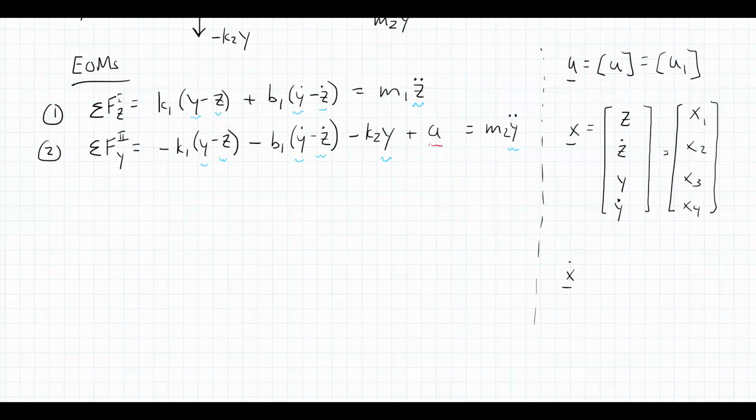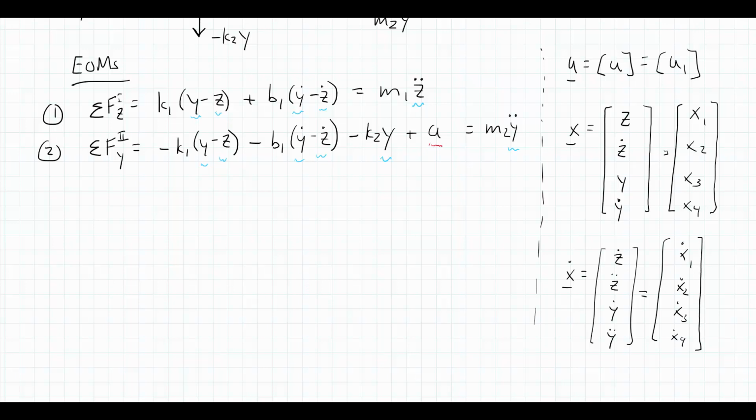And so we're clear, my x dot will then be z dot, z double dot, y dot, and y double dot. And that will then be x1 dot, x2 dot, x3 dot, and x4 dot. Now that my input variable has been identified and my state variables have been identified, I am going to go and rewrite my equations of motion in terms of the state variables.